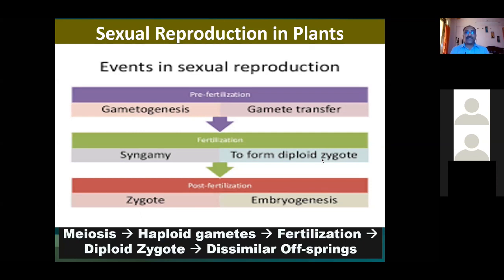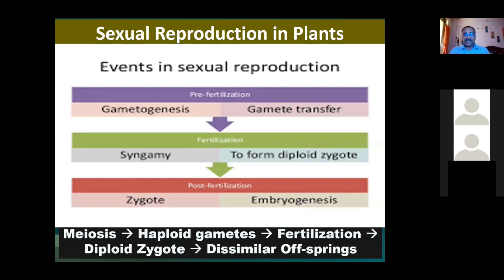Now you see the first most important event in sexual reproduction is the production of gametes. Here it is written, gametogenesis. Genesis means creation. Creation of gametes. So that is the most important event in sexual reproduction, the very first event. Gametes are produced.